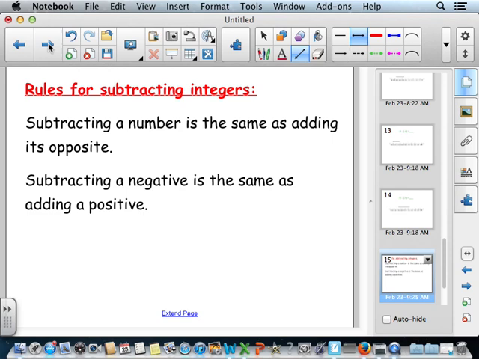I also have that subtracting a negative is the same as adding a positive. So when I subtract a negative, I'm taking away some of the negatives, so my number will actually get larger, as if I were adding a positive.